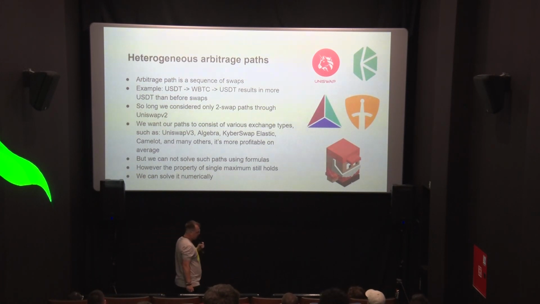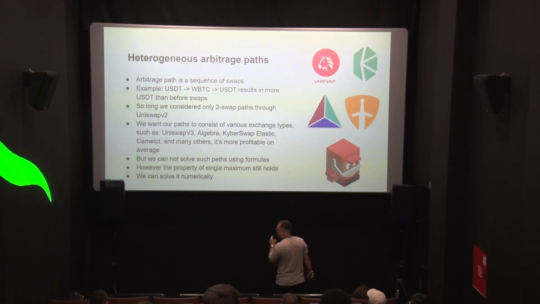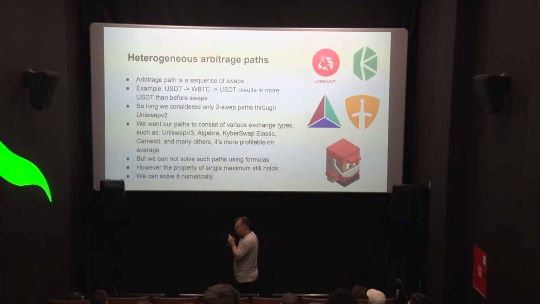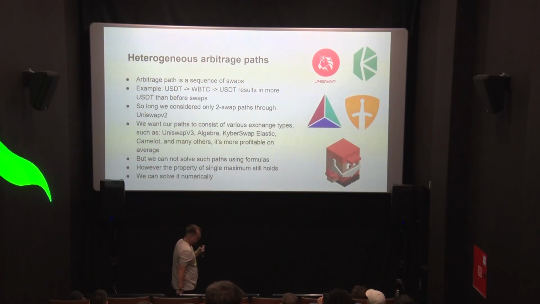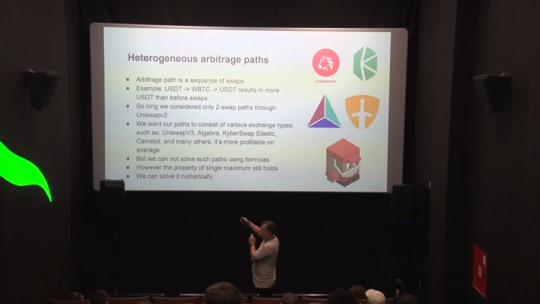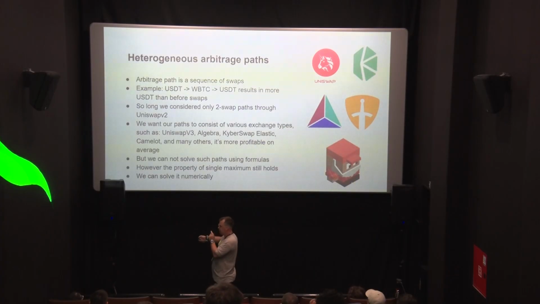But the bad news is that the price calculation logic for these DEXs is much more complex, and it cannot be expressed in simple formulas. The good news is we can work around this, because we can assume some fundamental economic property for each DEX, which is the price impact. The shape of the curve of the pricing function we've seen for Uniswap V2 will be similar for these DEXs, which means that our reasoning about the existence of a single maximum is still valid, and we can solve this problem numerically.